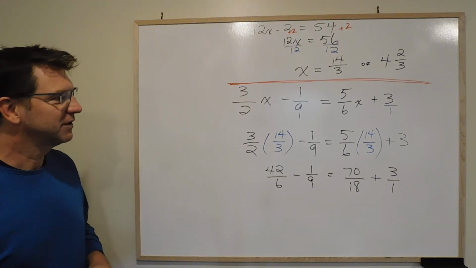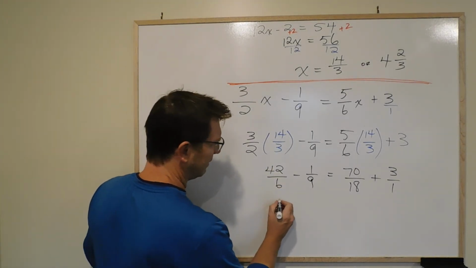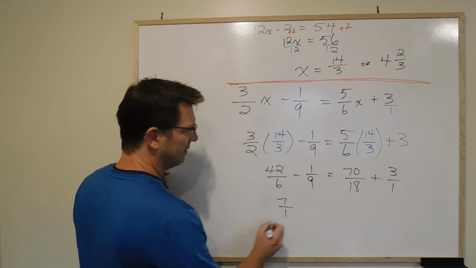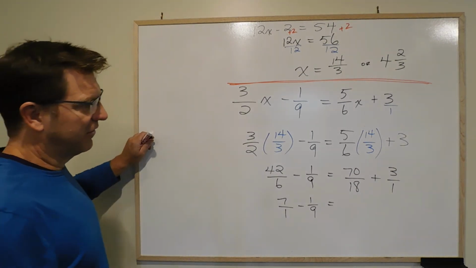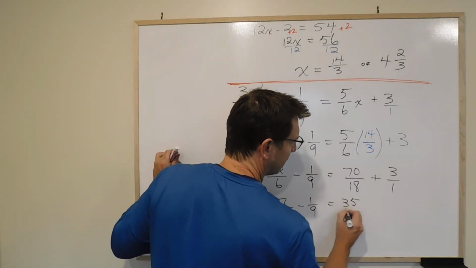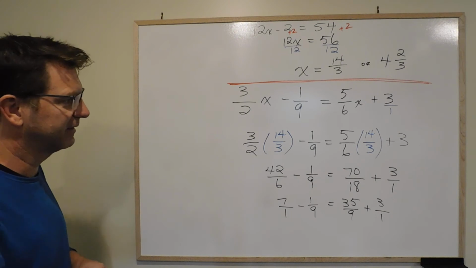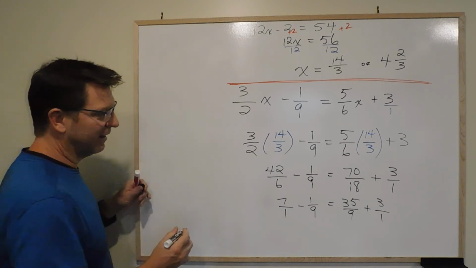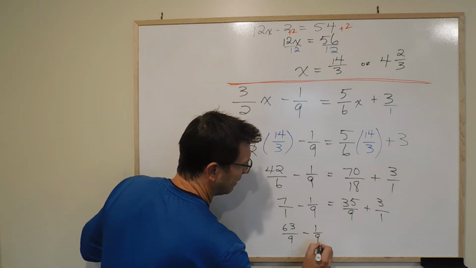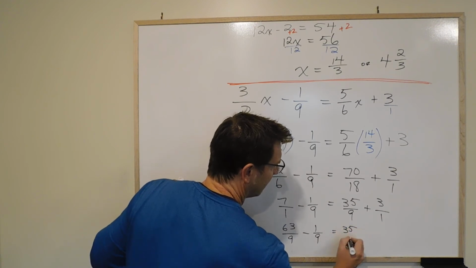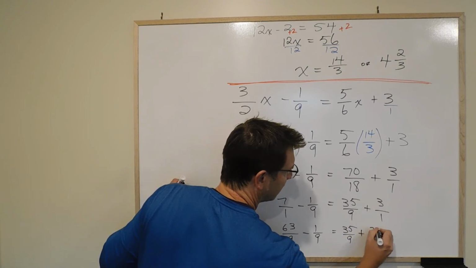Okay. All right, so let's see what we're dealing with here. Let's do a reduction first. 42, well that is 7 over 1 minus 1 over 9 equals, let's see, 35 over 9. Best thing we can do is put 2 in there, plus 3 over 1. Okay, let's see what we got here. Common denominator of 9, so that's 63 over 9 minus 1 over 9 equals 35 over 9 plus 3 over 1, 27 over 9.